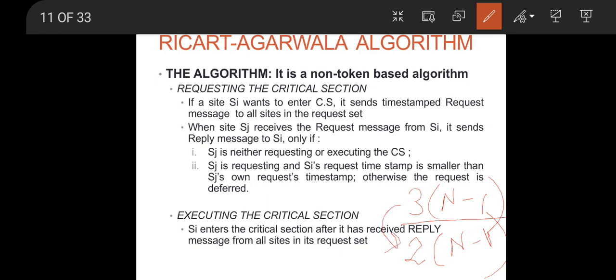The algorithm is similar to the Lamport mutual exclusion algorithm, but with a small refinement, because of which the number of messages per CS invocation has been reduced to 2 into n-1. Again, this algorithm is divided into 3 phases: requesting the critical section, executing, and releasing the critical section. So the steps are also very similar.